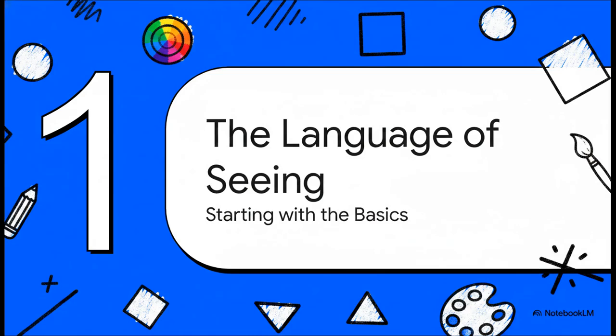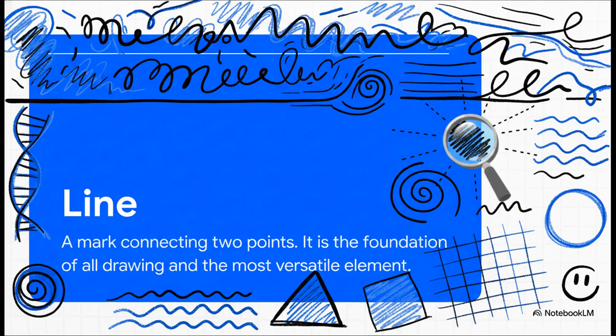Okay, so just like any language, you gotta start with the alphabet, right? These are the absolute most fundamental building blocks of, well, everything we see. And it all starts with the line. Seriously, everything. You can think of it as the DNA of all visual communication. I love this one quote. An artist once said, "A line is just a dot that went for a walk." How great is that? And this super simple element, it's incredibly powerful.